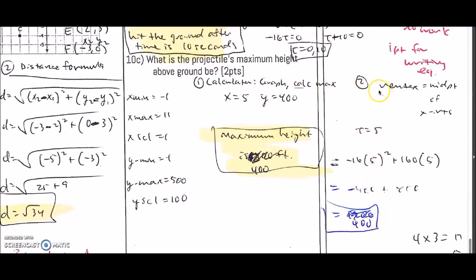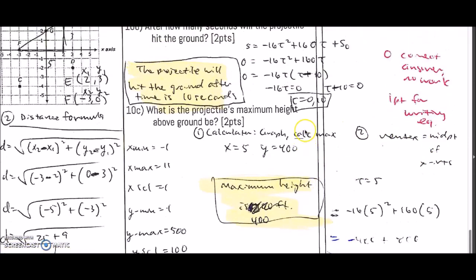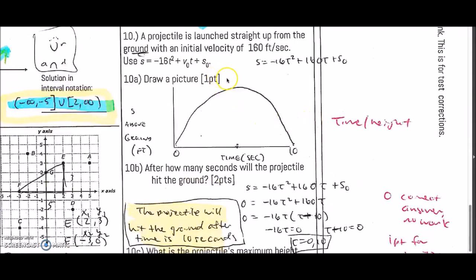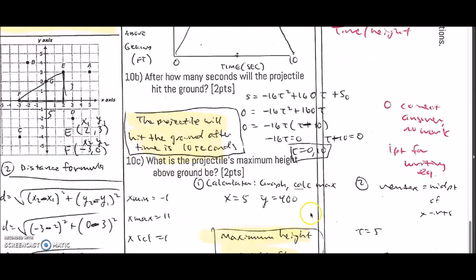The second way you could have found that is by finding the vertex. The vertex is essentially the midpoint of the two x-intercepts, right? Because quadratics are symmetrical, you could just fold it in half, so the halfway point between 0 and 10 is 5. If your x is 5, then you just put in t equals 5 and solve to find your height.